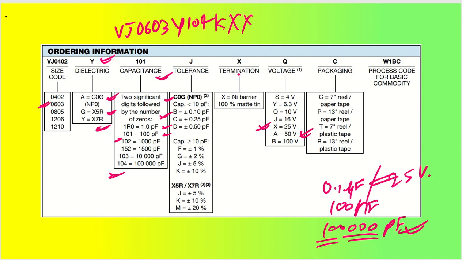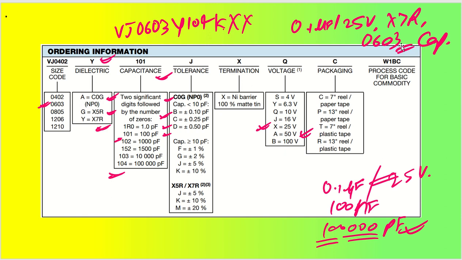Then packaging and everything, if you want, you can leave it right now, nothing to worry about much. Okay, so this is the complete part number for your 0.1 microfarad, 25 volt X7R capacitor with 0603 package. So this is the understanding of the complete part number with other details as well. I hope you now have a good understanding of how to write down the particular part number for your capacitor.